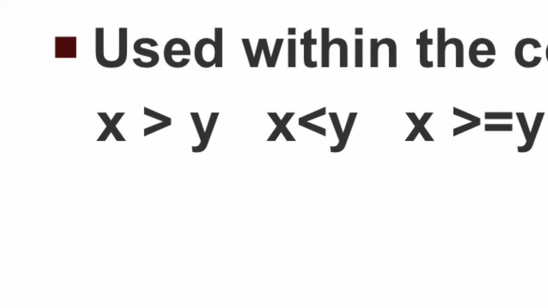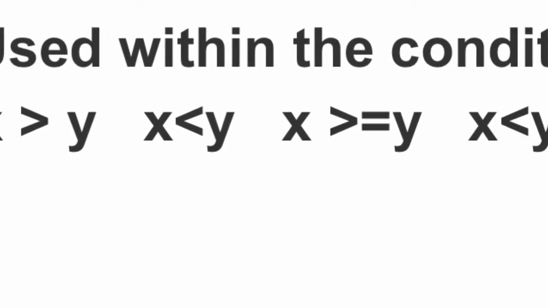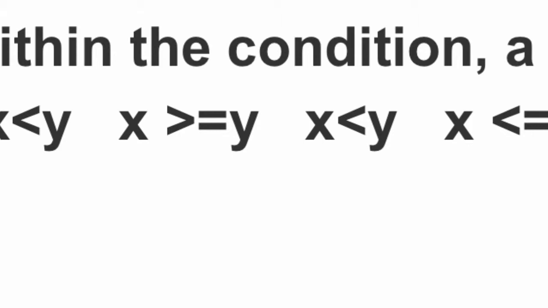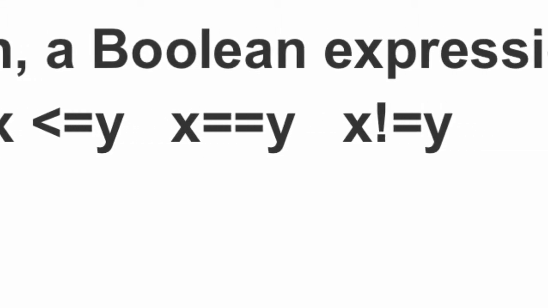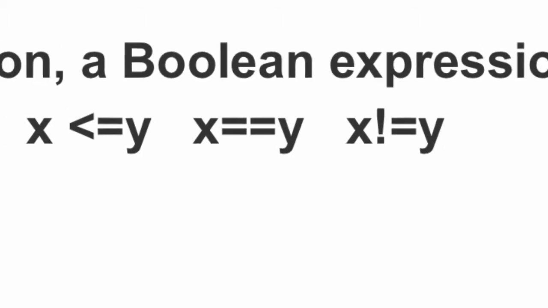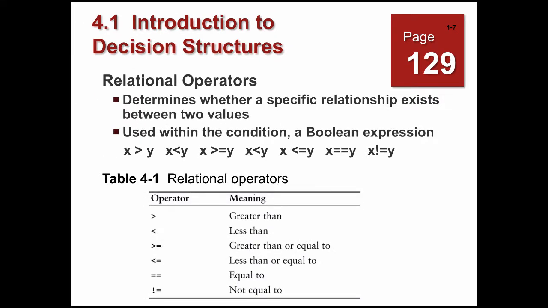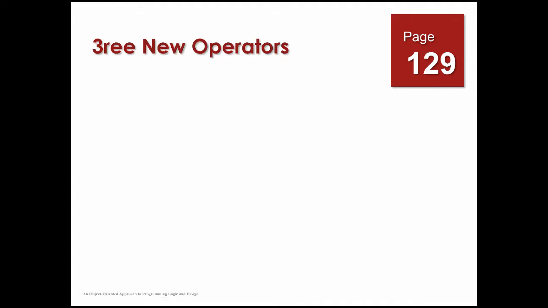And the second expression says x is less than y. The third one says x is greater than or equal to y. And there's x less than y again. And then we've got x less than or equal to y. And then we've got x compared to y. That's what the double equals mean. And then we've got x not equal to y. So those are the readings of those expressions. And this is a table that comes out of your book that you can look at and explains each one of those things.